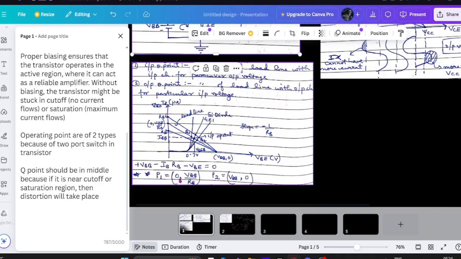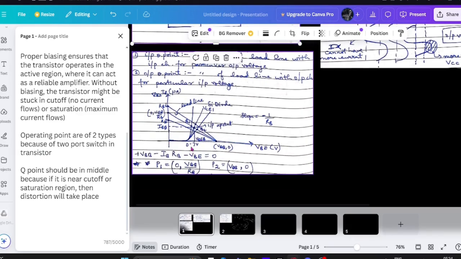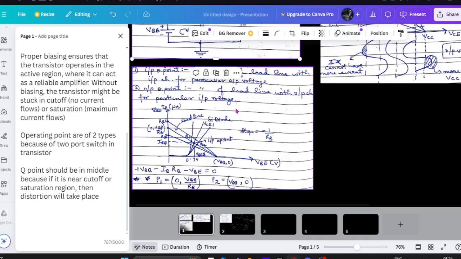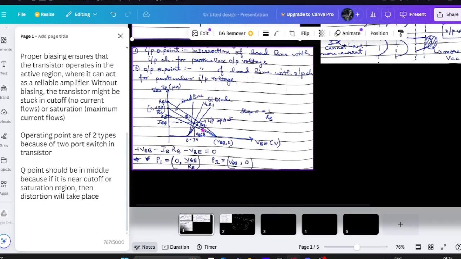For the equation of IB, we see here that VBE has been taken as 0, which is quite obvious from this graph. And for point 2, which is this point, that is the plot of the voltage VBE when IB is equal to 0, which is again obvious from the graph viewpoint.